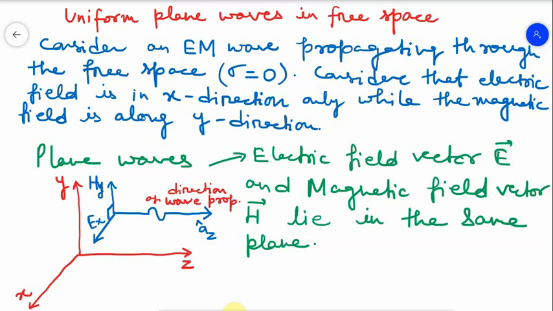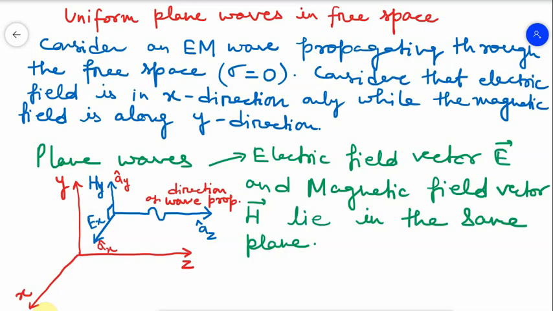So the electric field vector is in which direction? The ax direction, that's why we have represented Ex. Your magnetic field is in ay direction, that's why we have written Hy. E and H lie in the same plane. If you consider this xy plane, E and H lie in the same plane. Yes or no? That's why we call it plane waves. Plane waves means electric field vector and magnetic field vector lie in the same plane. Here E is along x and H is along y, so both lie in the same plane.